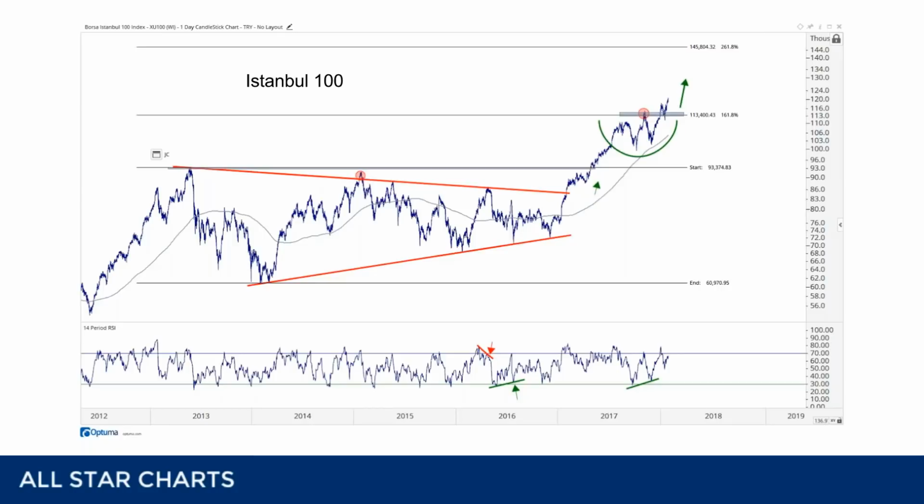So here's Turkey. Look at the Istanbul 100. Look at this breaking out of this massive base, hitting that target of just above 113,000, and now breaking out again. So the fact that the next target is above 145,000 in Istanbul, I just don't see a country like this rallying to that extent in an environment where stocks are getting clobbered. To the contrary, that is just pure unadulterated evidence of accumulation in equities.